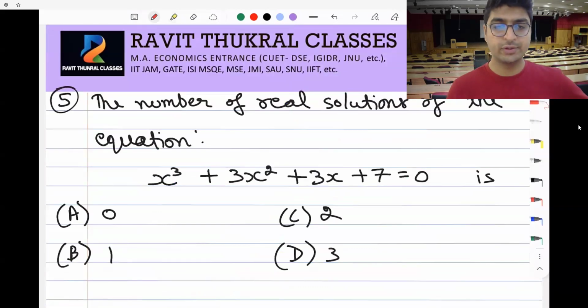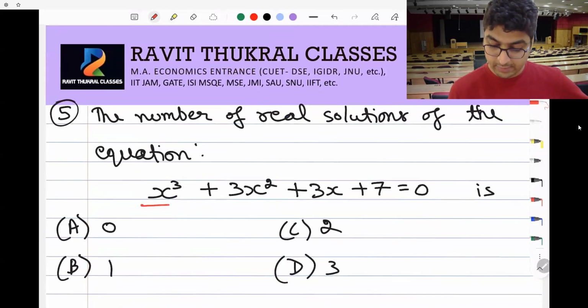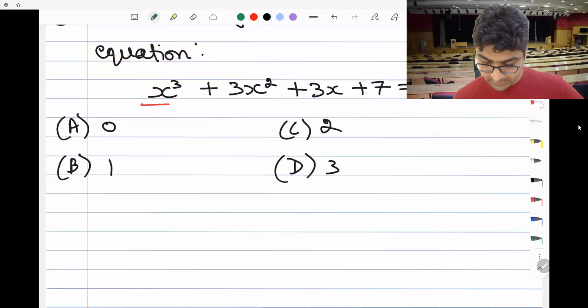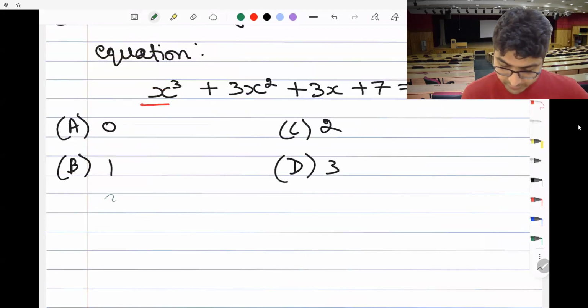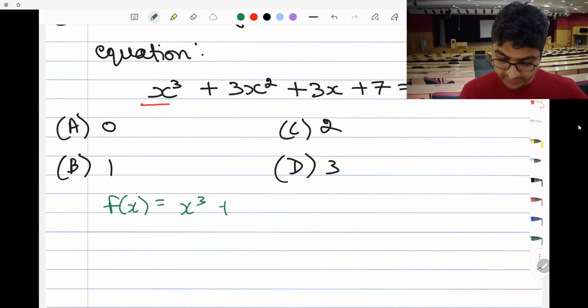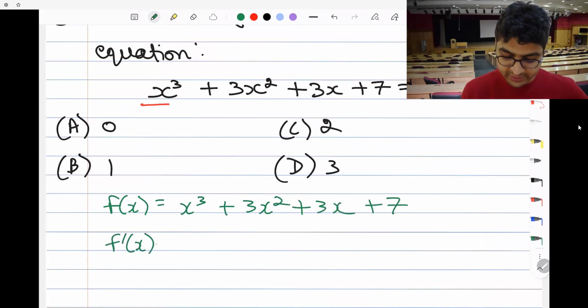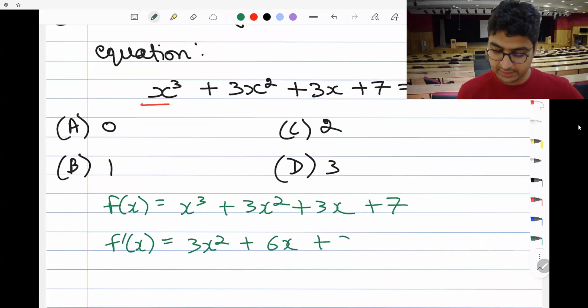The number of real solutions of the equation x³ plus 3x² plus 3x plus 7 equal to 0. So to find its real solutions, basically for what values of x this whole function is equal to zero. Okay, so it is a cubic function, what I can do is, let me try this. I have f(x) equal to x cube plus 3x square plus 3x plus 7. If I take the derivative of this, then that gives me 3x square plus 6x plus 3.